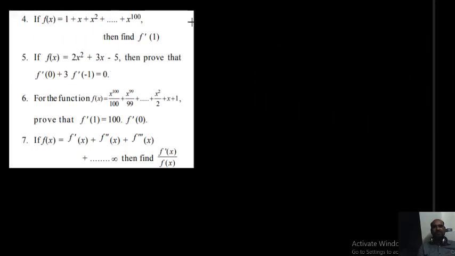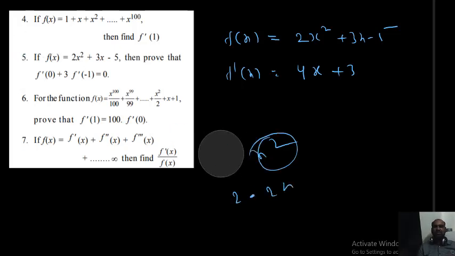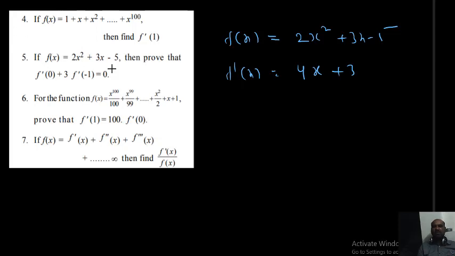Next problem, students. f(x) is given as 2x^2 + 3x - 5. We want f'(0) and f'(-1). First of all, you want to find f'(x). That is 4x + 3. 2x^2, no? 2 times the derivative of x^2, 2x only. What do you want? f'(0). That is equal to 4 times 0 plus 3, that is equal to 3.